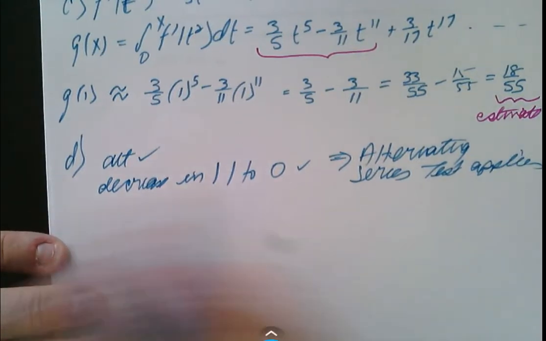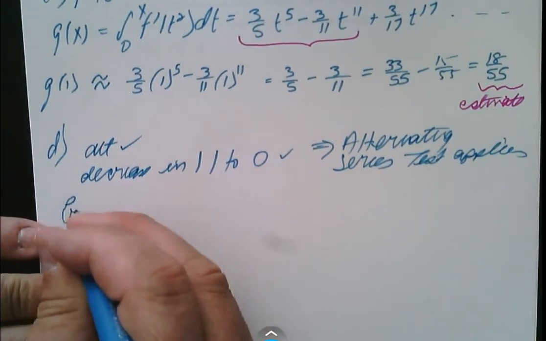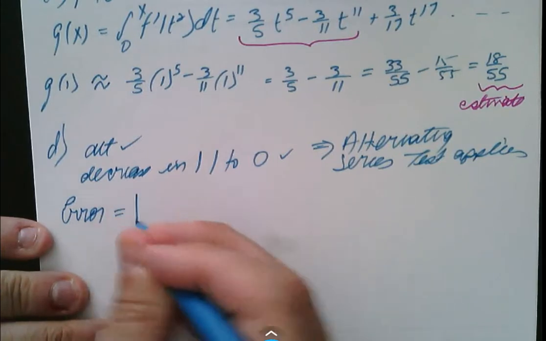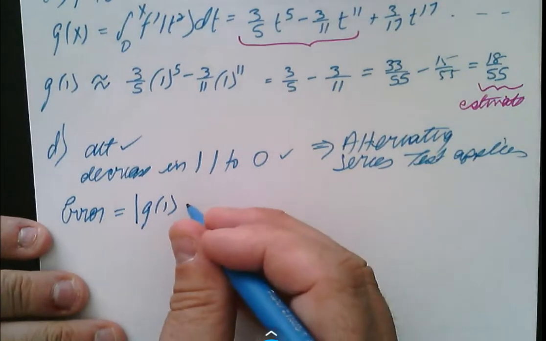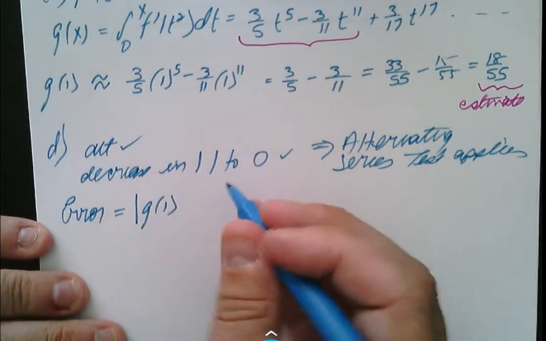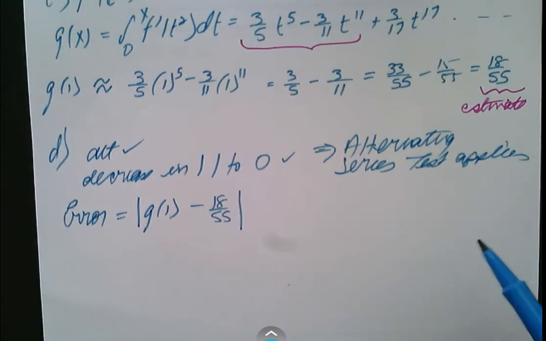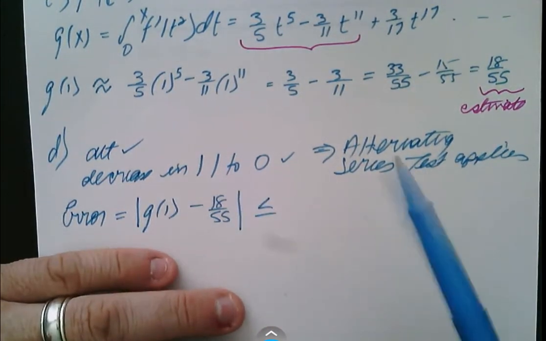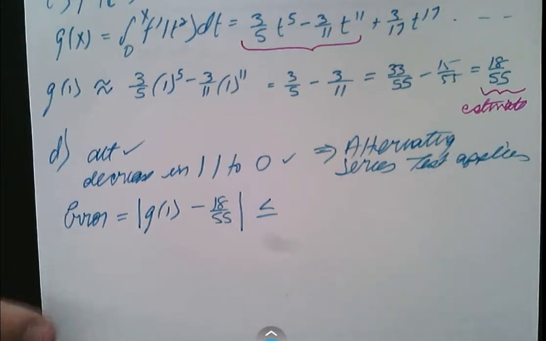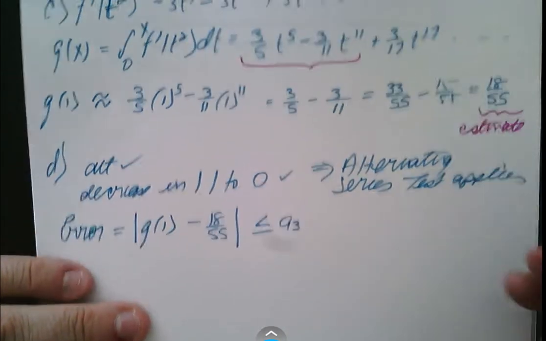Take a minute, go back in your notes if you need to. The alternating series test says that my error, remember the error is the difference between the value of your function at 1 and your estimate. The estimate we had was this 18 over 55. What does the alternating series test tell you about this error? It's less than or equal to the next term. It's less than or equal to a sub 3.